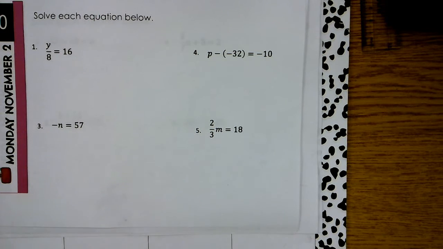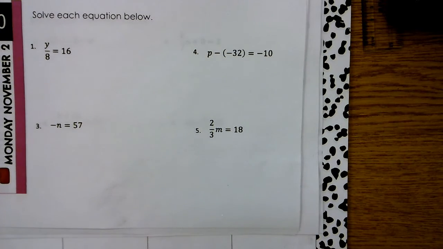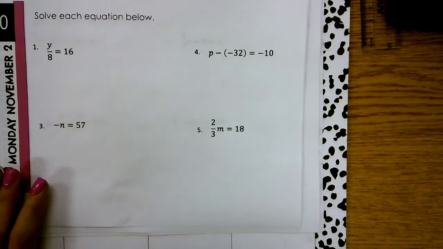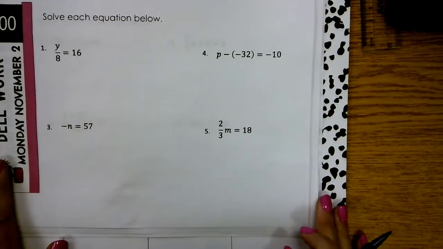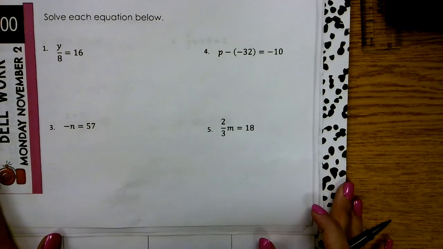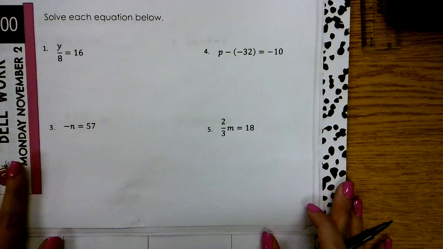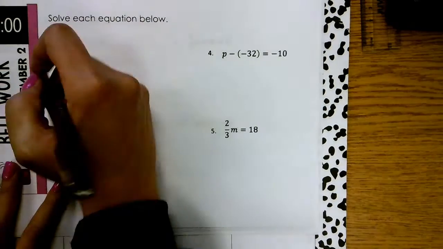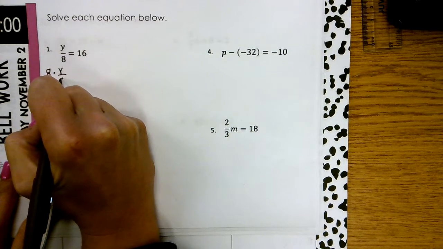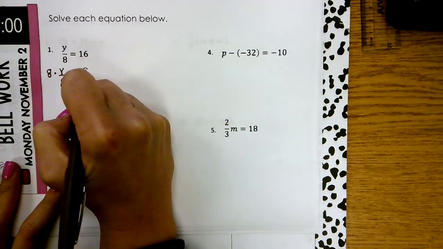Alright, so our directions here say solve each equation below. Number 1, we have y over 8 is equal to 16. Whenever we have a fraction like this, the first thing we want to do is get rid of the fraction. So we can think of this as y divided by 8. What is the opposite of dividing by 8? Multiplying by 8. So we're going to start by multiplying by 8 on both sides of the equal sign.